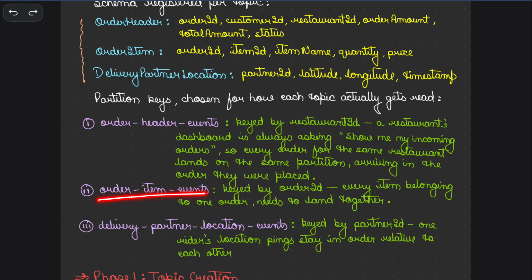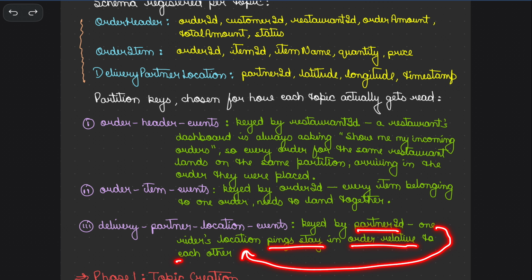So for order item events, the key is order ID. Every item belonging to one order needs to land together. Same as for order header events: for order item events the key is order ID, for order header events the key is restaurant ID. For the third one, we have the key as partner ID, so that for one partition, a rider's location pings stay in order relative to each other. Okay, I hope this is clear till now.